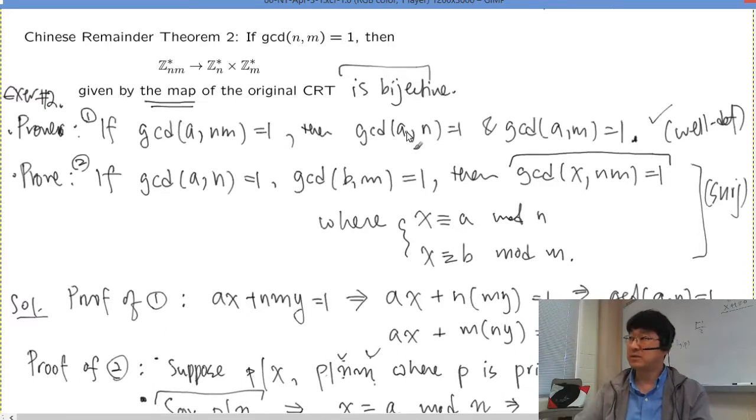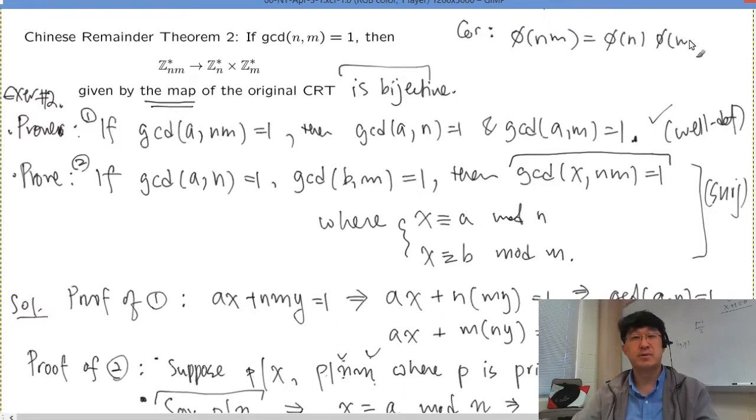Direct proof. Fair enough? Can somebody explain why we consider this one? We could have explained the surjectivity using cardinality, but we didn't use cardinality. We directly proved the surjectivity. Now we conclude about the cardinality, right? So what's the corollary here? The cardinality of this one is the cardinality of that one times that. So what is the cardinality of the left-hand side? That's right, that's the whole point. Phi of n times m equals phi of n times phi of m. Isn't that pretty? Just look at the big picture. The answer's right there.